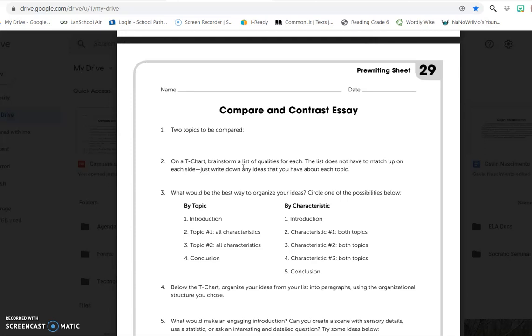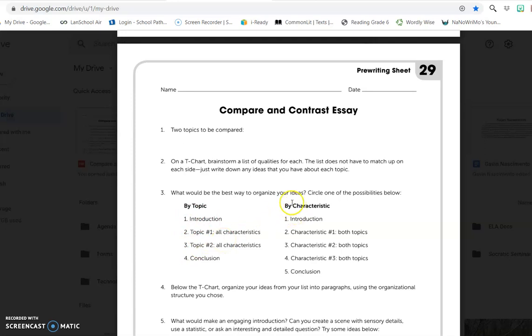It's asking you to circle one of the possibilities below, either by topic, where you introduce the fact that you are comparing or contrasting your two topics. You list your first topic, all the characteristics of that topic. The second topic, all the characteristics of that, and then maybe in the conclusion, bring up the differences in there. So in parts 2 and 3, you're discussing similarities possibly.